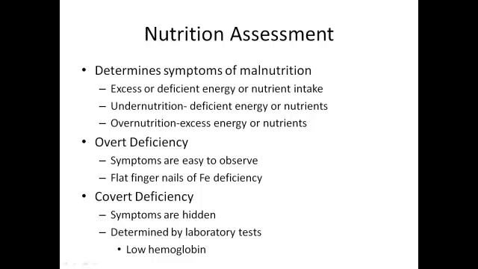A nutrition assessment can determine symptoms of malnutrition. Malnutrition, by definition, is either an excess or deficient energy or nutrient intake. Undernutrition means deficient energy or nutrients. Overnutrition means an excess of energy or nutrients. If you have an overt deficiency, your symptoms are actually easy to observe. They're overtly visible. This would include the flat fingernails of iron deficiency. A covert deficiency means the symptoms are hidden. This is typically determined by laboratory tests. An example would be low hemoglobin.